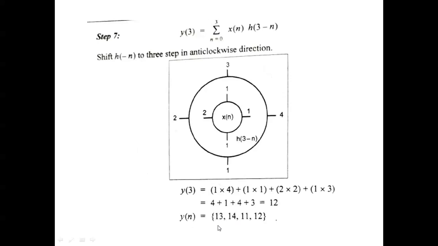How to write the values: this is y of 0, this is y of 1, y of 2, and y of 3. Put them in double brackets and you get the answer. This is the circular method, and this is the basics of how we draw the circle.